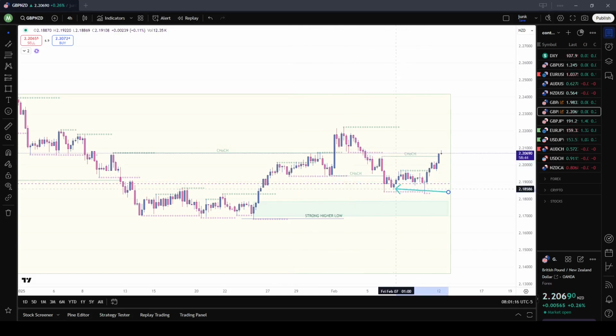Now that this has swept liquidity, and now the buying pressure has picked up, waiting to see any type of pullback either to this area or map out another range to see if it pulls back 50% from this impulse here. So that's what we're waiting to see, and that's all I have for you today.